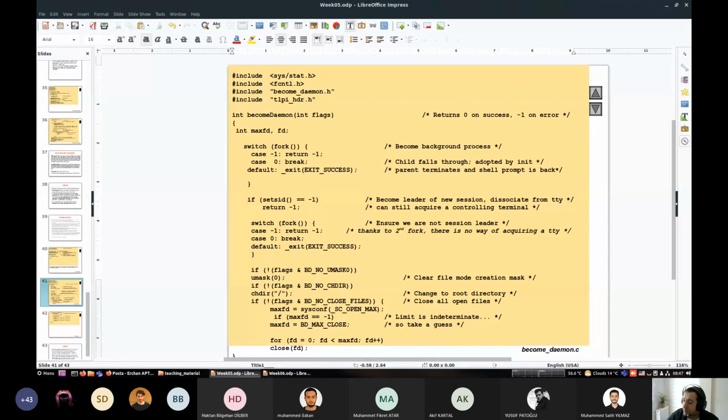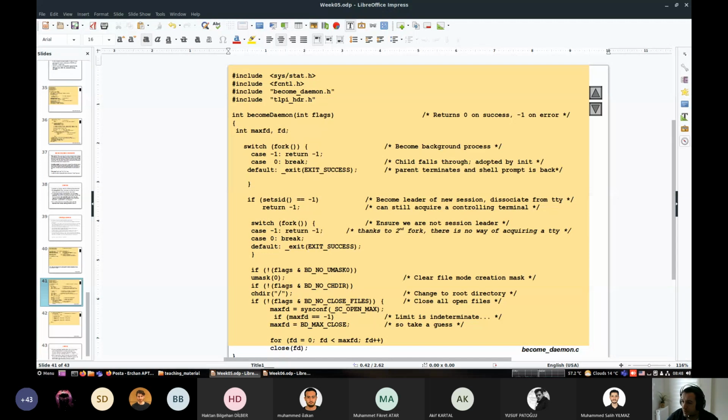Now, how does the process become a daemon? It receives certain flags. Okay, now this is a custom function. This is not a system call. This is not a library function. This is a function that is written by every developer depending on their needs.